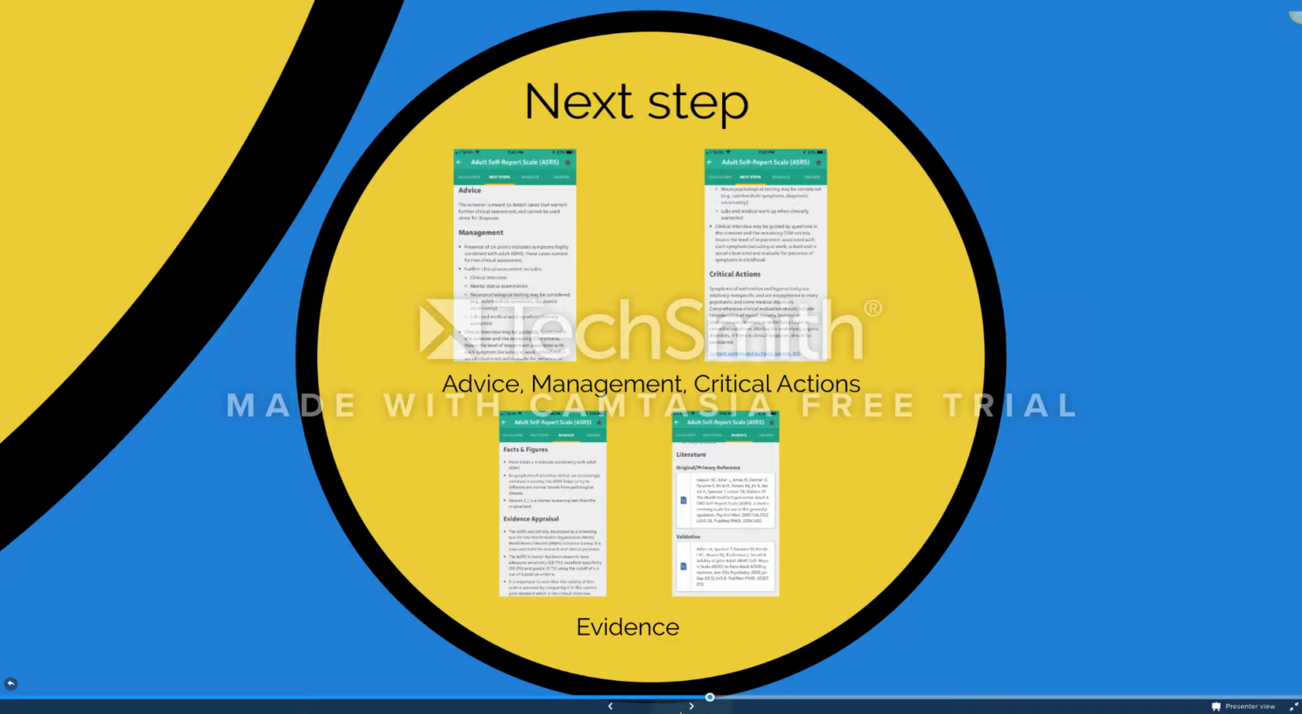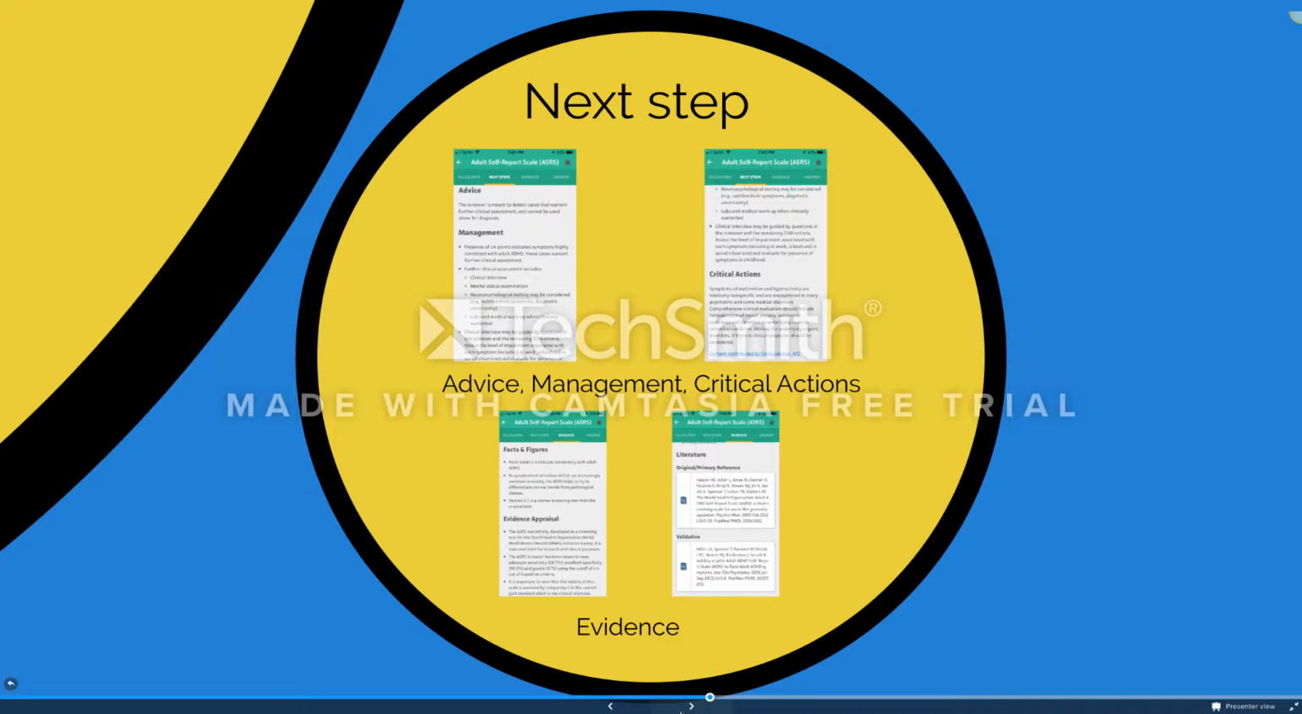Now the next step gives you advice, management, and critical actions. This gives you advice on what to take as the next step for the patient, what continuing tests you might want to run, and what other diagnostic criteria might be particular for this patient.